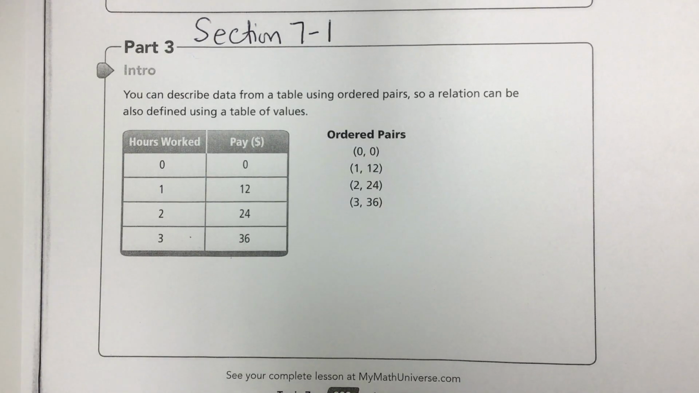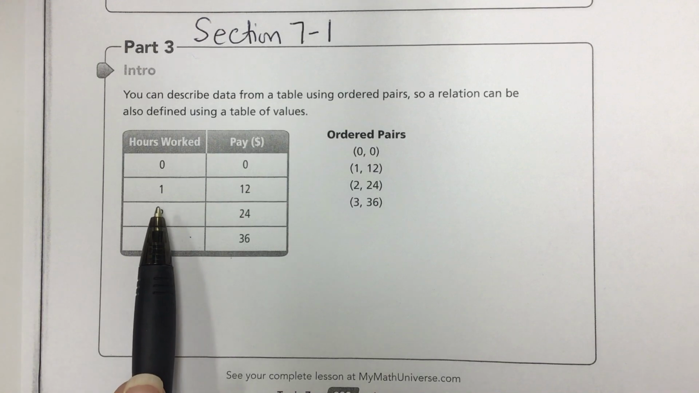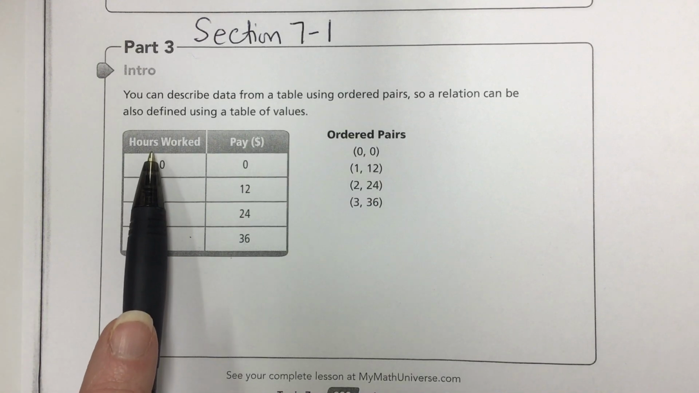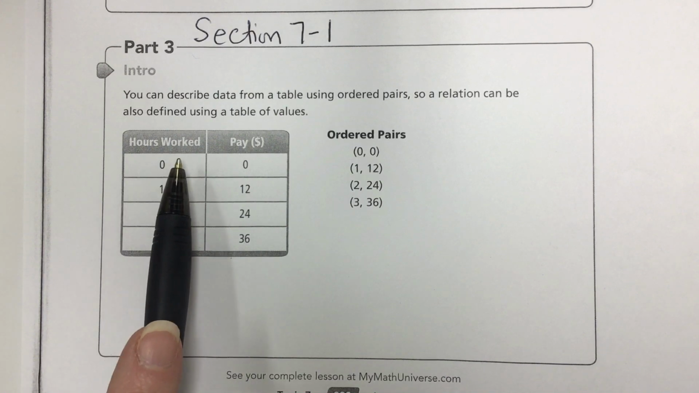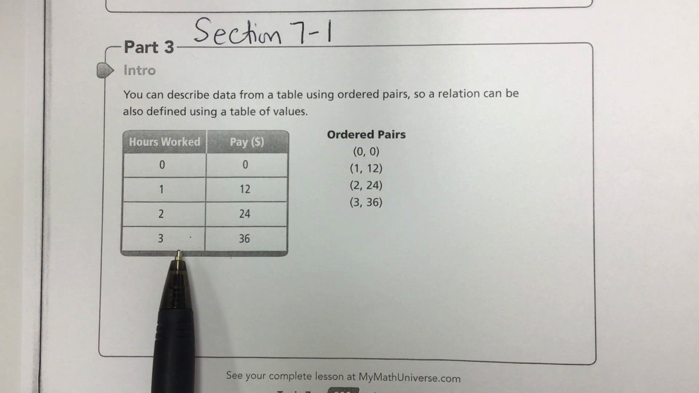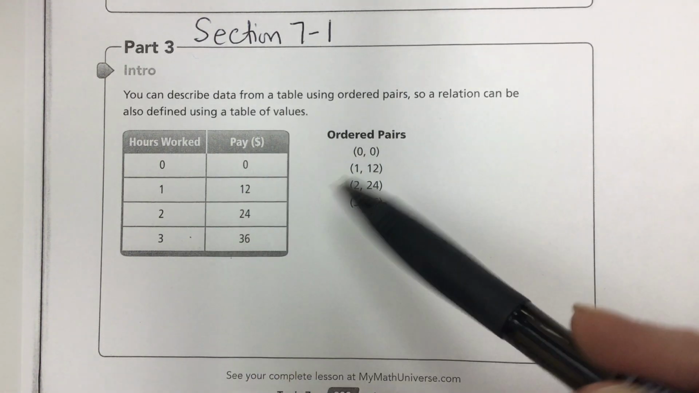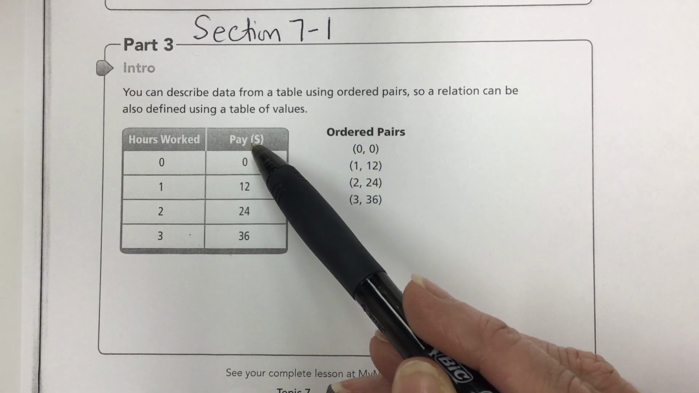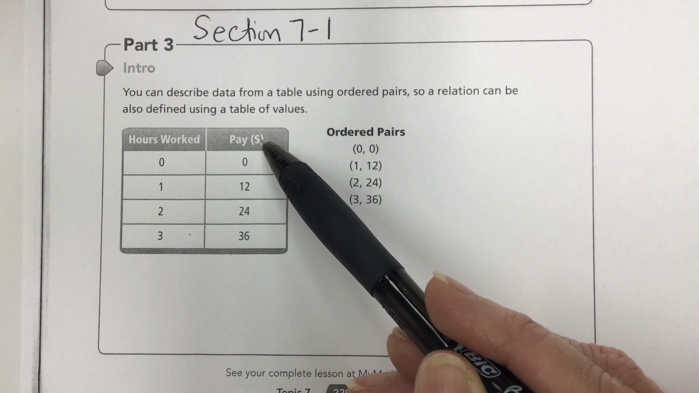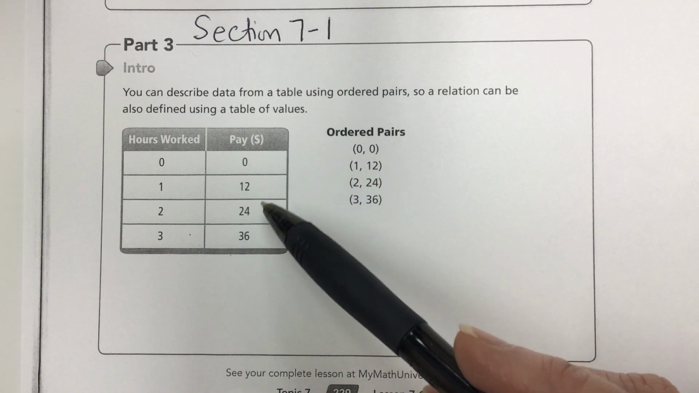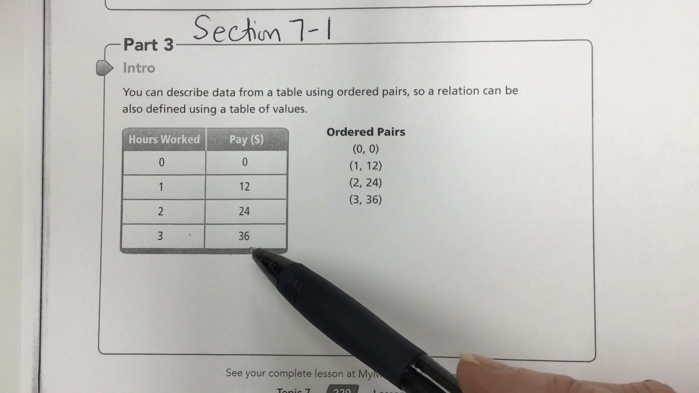Section 7-1, Part 3. You can describe data from a table using ordered pairs, so a relation can also be defined using a table of values. Looking here at this chart, in the first column you have hours worked: 0, 1, 2, and 3. In your second column, you have the pay, dollar amount: 0, 12, 24, and 36.